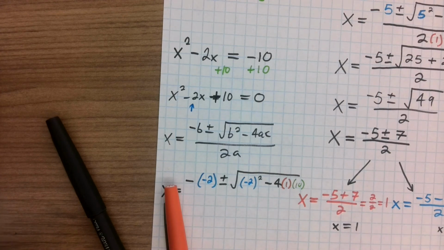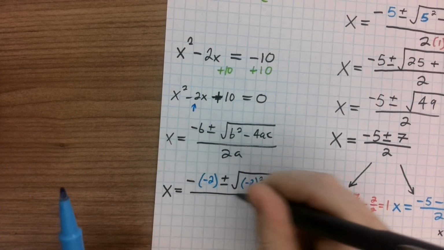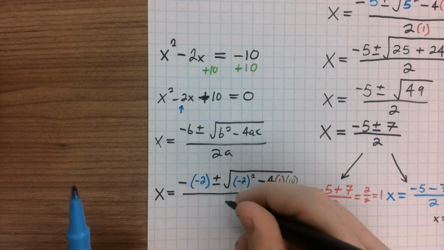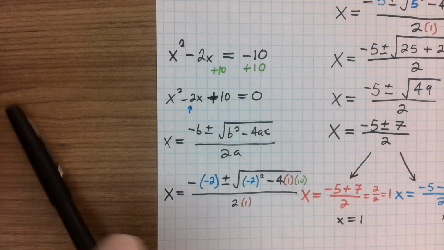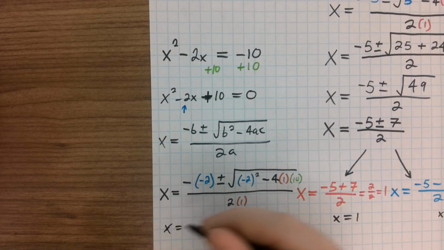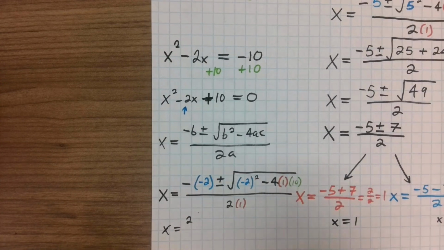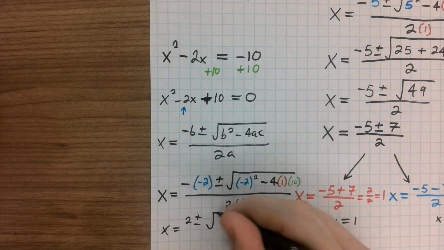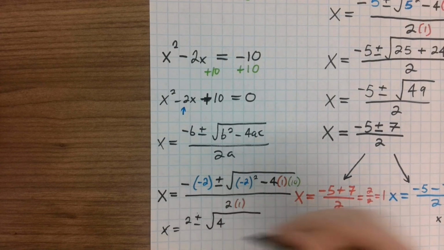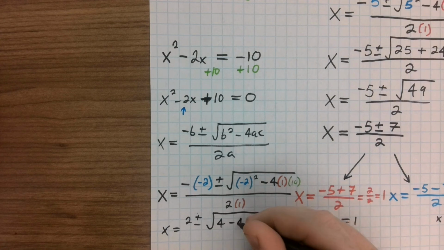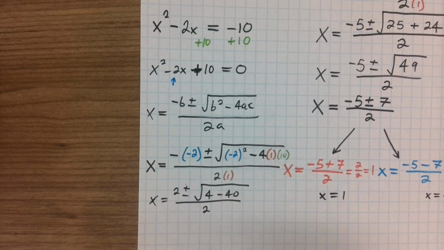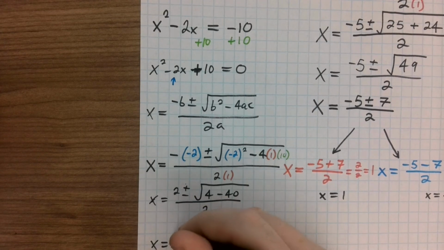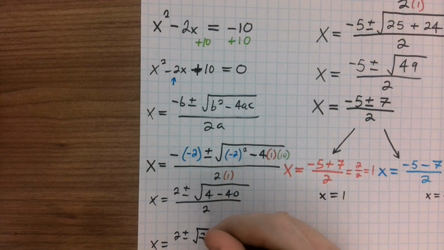We're going to have something very interesting happen here. All over 2a, once again, our a value is 1. So what this is really asking is x is equal to positive 2, since negative 2 is just 2, square root of 4 minus 40 divided by 2. 4 minus 40 is negative 36, but we have a problem here. Houston, we've got a problem.